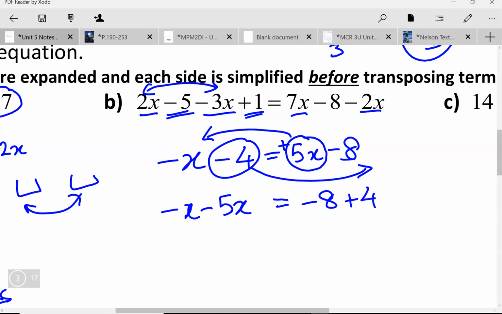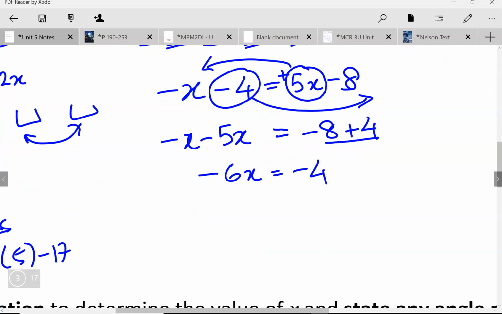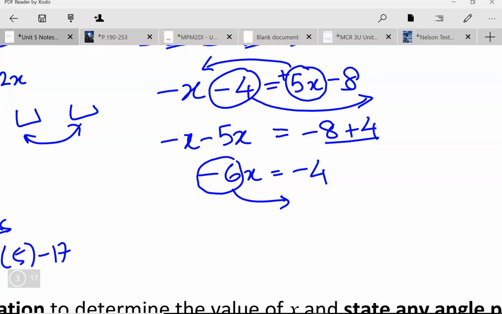So minus x minus 5x is negative 6x. This is negative 4. And now, again, here's where you have to be careful. I'm moving this negative 6 over to this side. And again, some people might tend to mess things up here and say plus 6 on the other side, but you have to be careful.